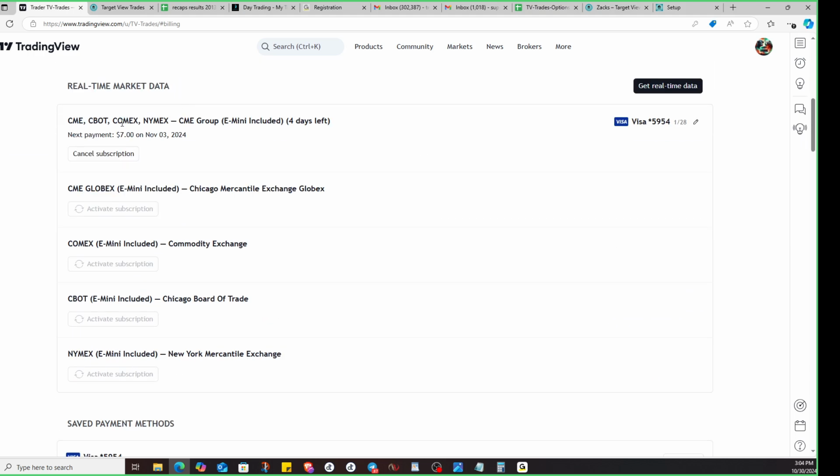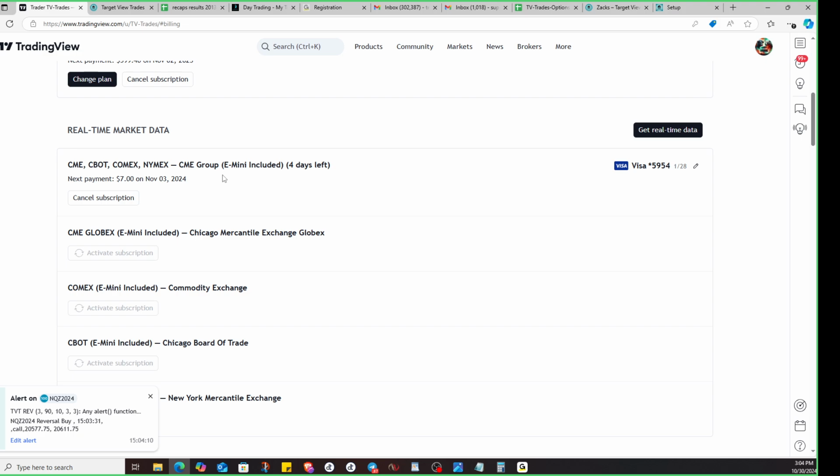This group right here, the CME, CBOT, NYMEX, COMEX group, that's if you're going to trade futures. If you're not trading futures, you don't really have to do this. You don't have to pay for the data. They'll give you good enough data for what we use if you're not trading futures. But if you're trading futures, you got to pay the $7.